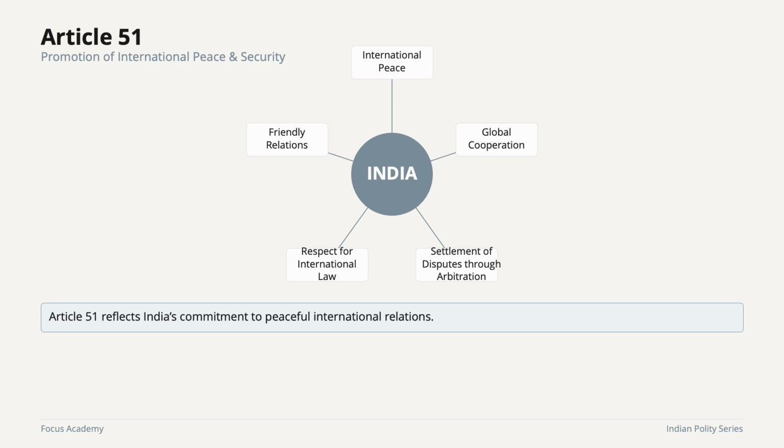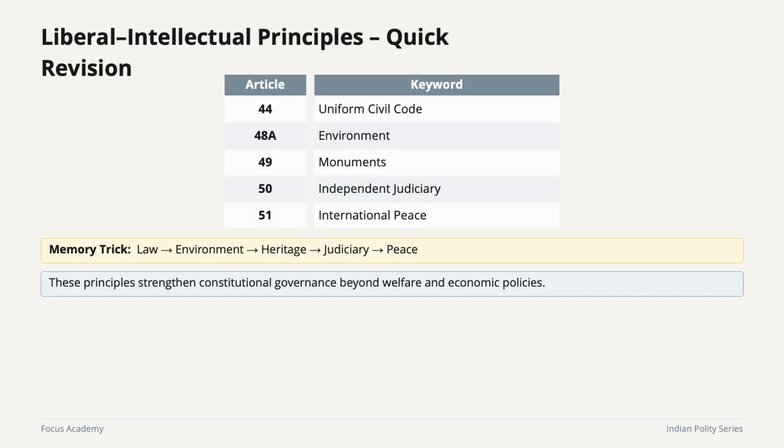Article 51 encourages the government, the state, to promote international peace and security, and try to minimize involvement in international conflicts. So we see the case of Ukraine versus Russia. India did not interfere too much. We also see the war in Israel, the Israelites versus Palestine, and we did not get involved much in that war as well. So we always try to minimize our participation, okay, to promote international peace and security. We always try to maintain neutrality.